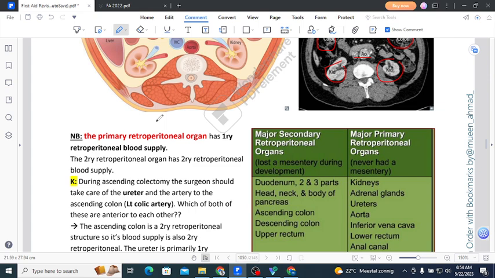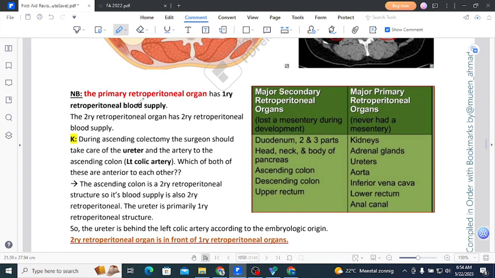So there is an NBME point. The primary retroperitoneal organ has a primary retroperitoneal blood supply. So there are some structures which are primarily retroperitoneal, like they were always retroperitoneal. They were never intraperitoneal, or they were never covered by some mesentery. Then there are secondary retroperitoneal organs, which were previously covered by the peritoneum, which previously had a mesentery, but they lost it during the embryonic development. So the primary retroperitoneal organs have the primary retroperitoneal blood supply, and the secondary retroperitoneal organs have a secondary retroperitoneal blood supply.